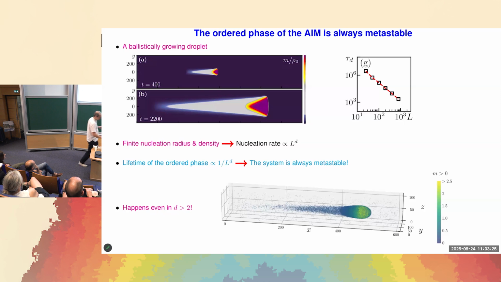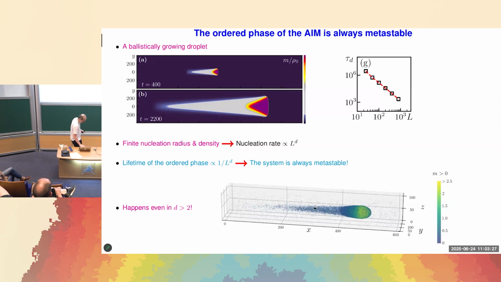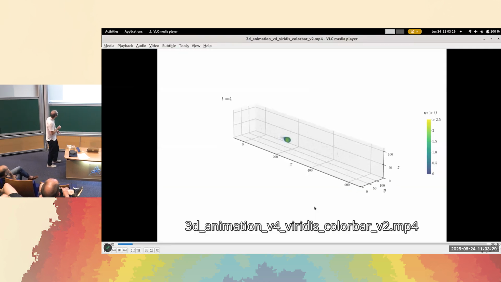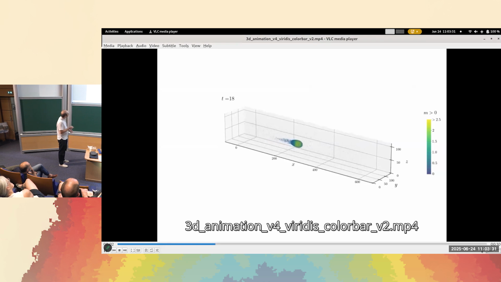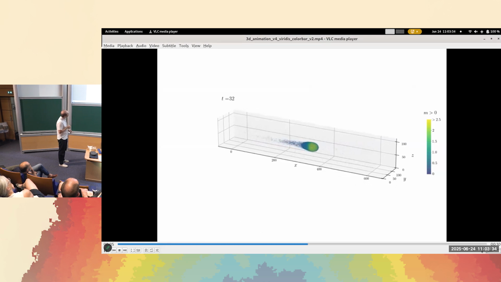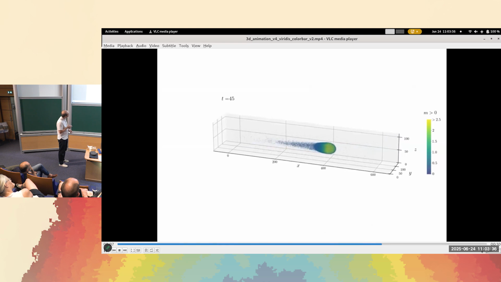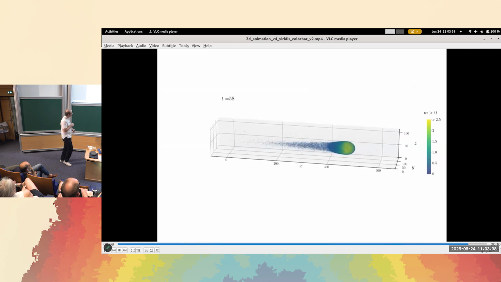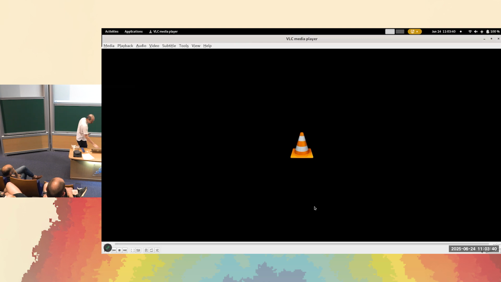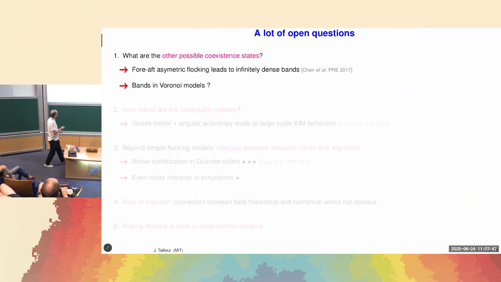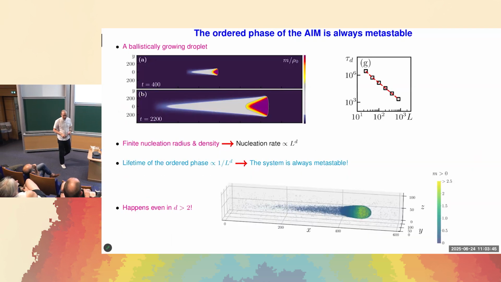One thing, because Sungan made this beautiful movie, so I should show it. It also happens in 3D, so it's not a 2D effect. Here you don't see the backflow, but there is a backflow of particles with negative magnetization, and you only see the growing comet of positive particles, and again, this will take over. It's well known in equilibrium physics that a continuous order parameter is more fragile than a discrete order parameter. So we thought that if the active Ising model is fragile, then the Vicsek model is dead. It turns out it's the other way around.